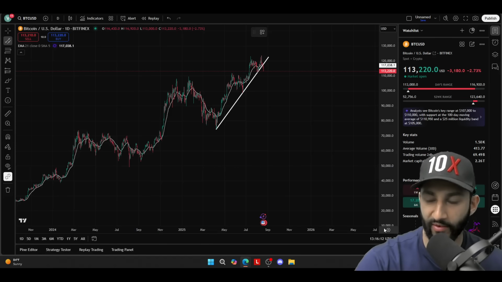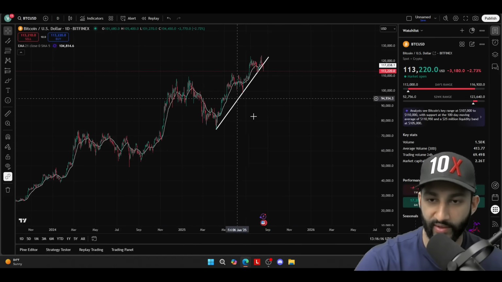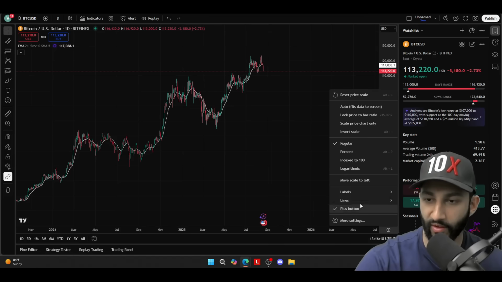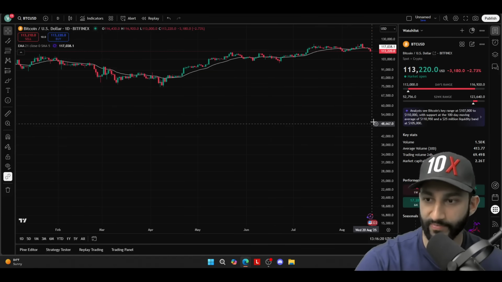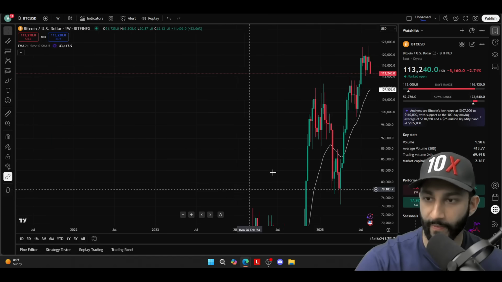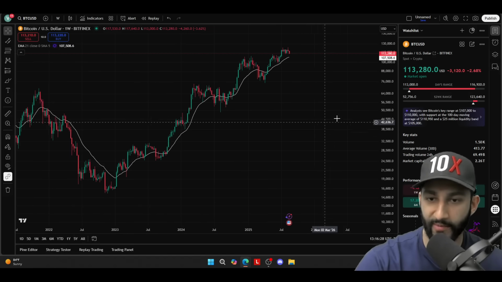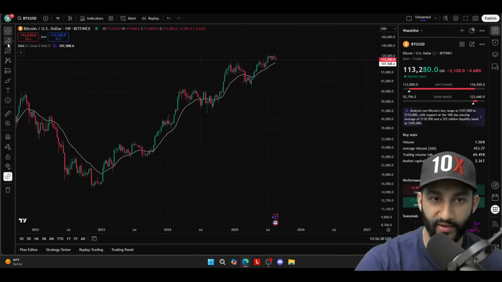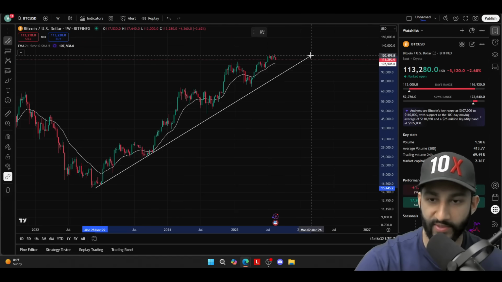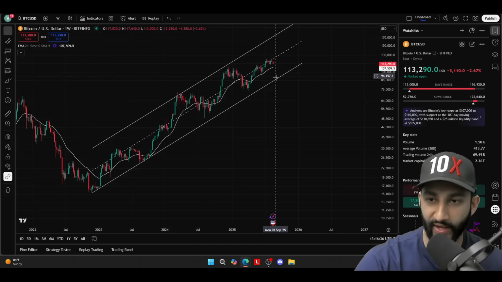I think it's better on the log scale, or let me take a look. This one right here. Maybe on the log scale. Let's take a look at the log scale. Let's go to the weekly. And yes, we do have this nice trend up. As you can see here, let me draw the trend line. This is the trend line right here.